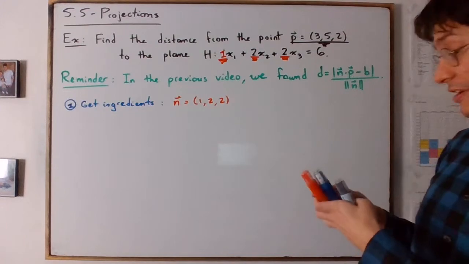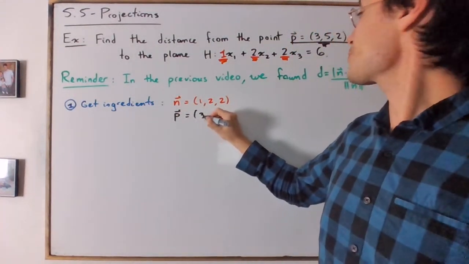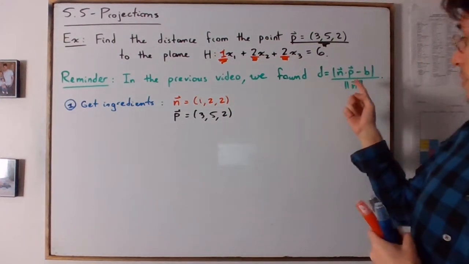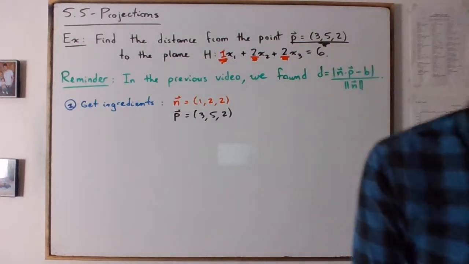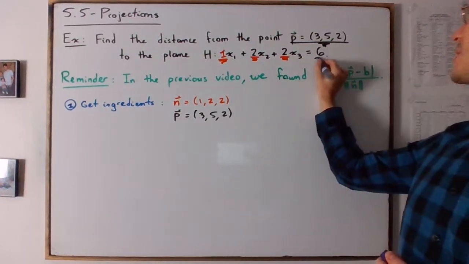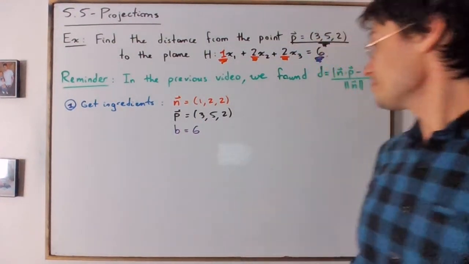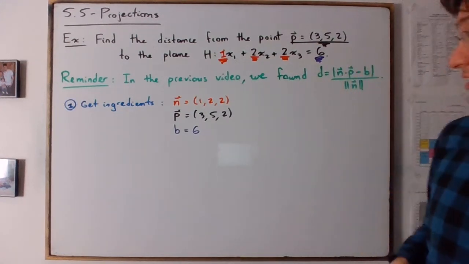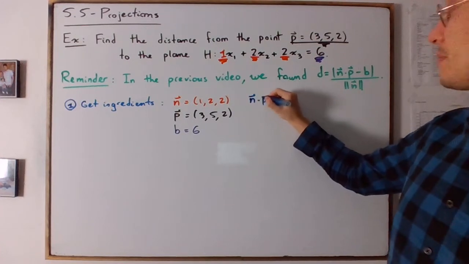The vector P we're given, so let's write it down as well. So 3, 5, 2. And then what are we missing? We're missing B, okay? But B is actually what's written over there. So let's color code in purple. B is equal to 6. Now, let's take this opportunity to calculate the dot product of N with P. So N dot P.